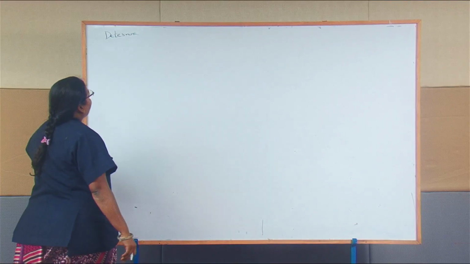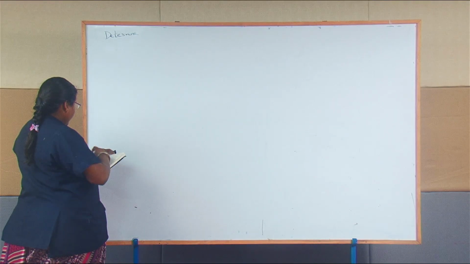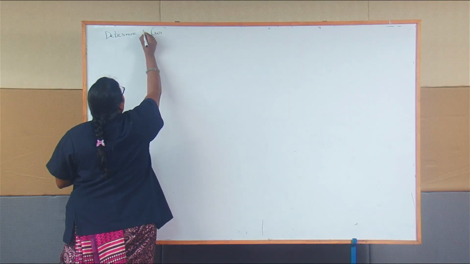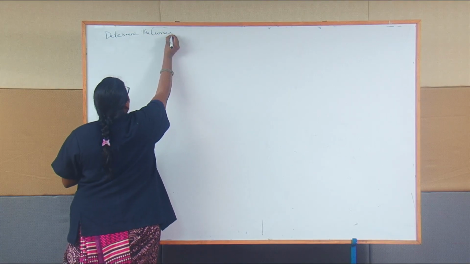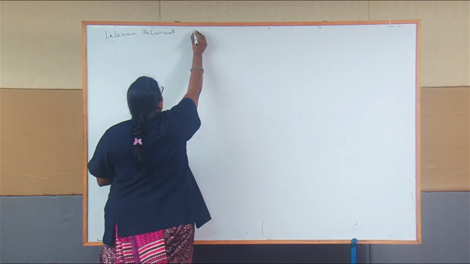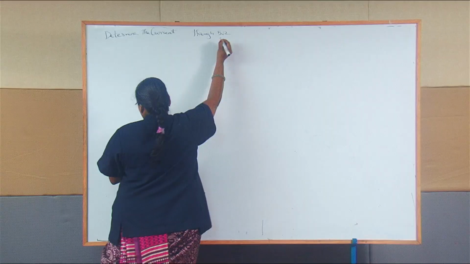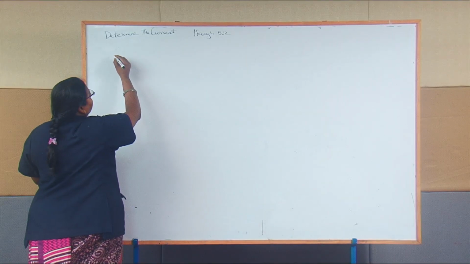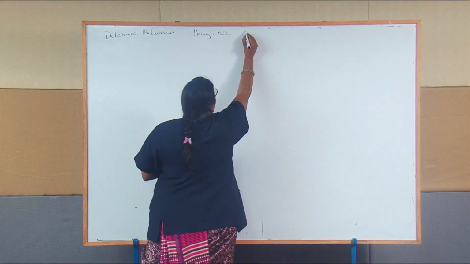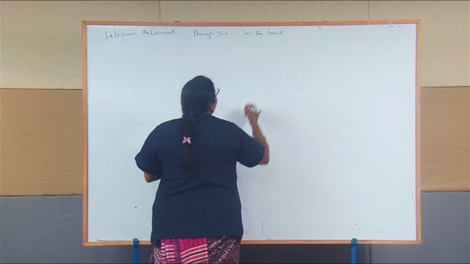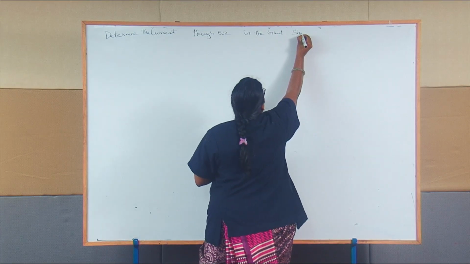So we are going to solve using three loop. Determine the current through 5 ohm in the circuit shown in the figure.